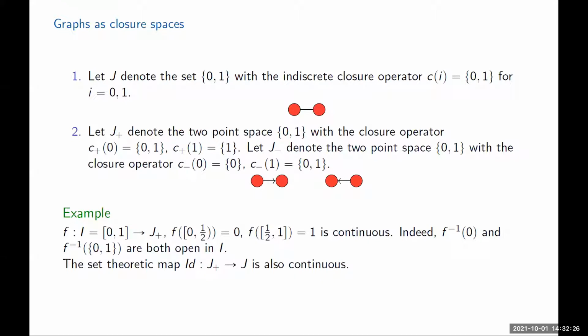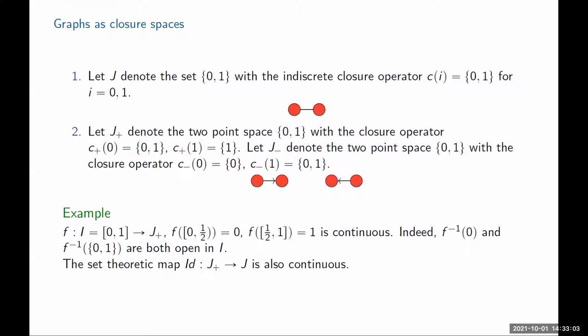Also, I want to define these J plus and J minus directed graphs, and they're subgraphs of this one. You just delete one direction. So in J plus, you have this edge going from 0 to 1, and in J minus, you have the edge going from 1 to 0. You can think of these as closure spaces. If you define the closure on J plus so that the closure of 0 is 0 and 1, and the closure of 1 is just 1, and you do the opposite for J minus. So you can see these are just the two functors that I had in the previous slides.